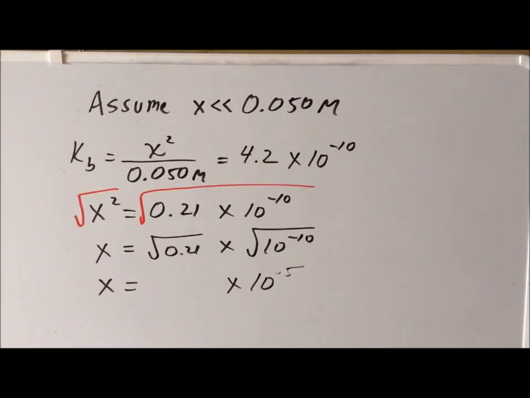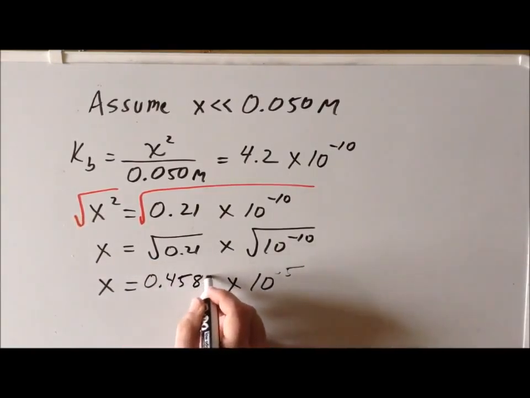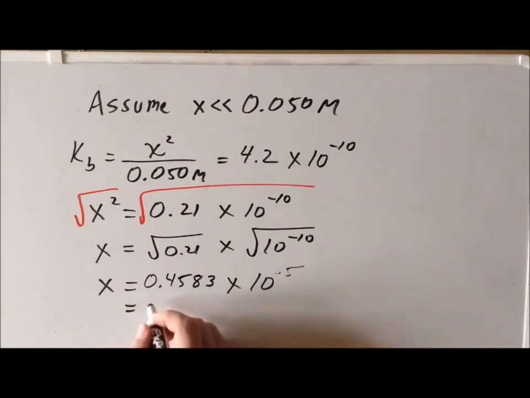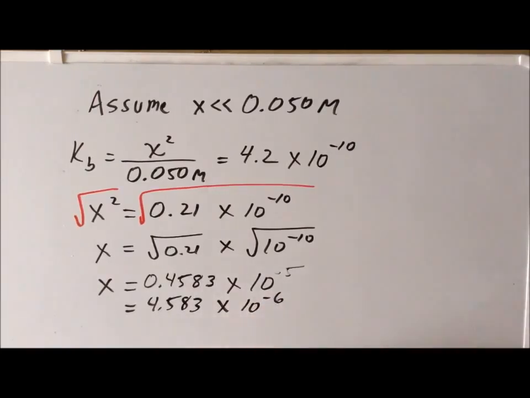And the square root of 0.21 is going to be 0.4583. And then we can convert this more neatly into scientific notation as 4.583 times 10 to the minus 6th power. At this point, we want to check if our assumption was legitimate.